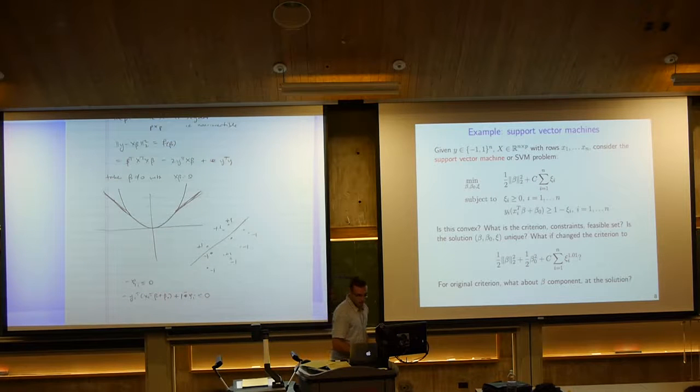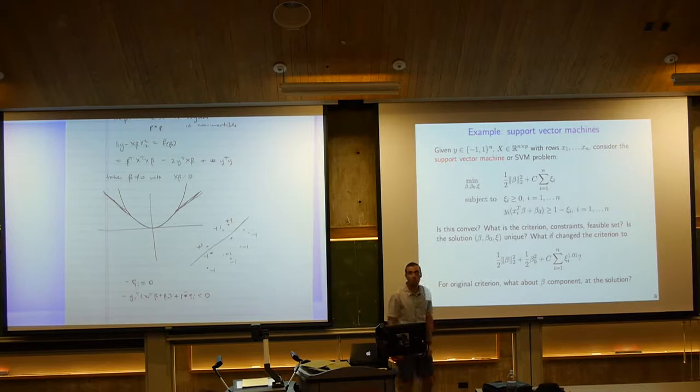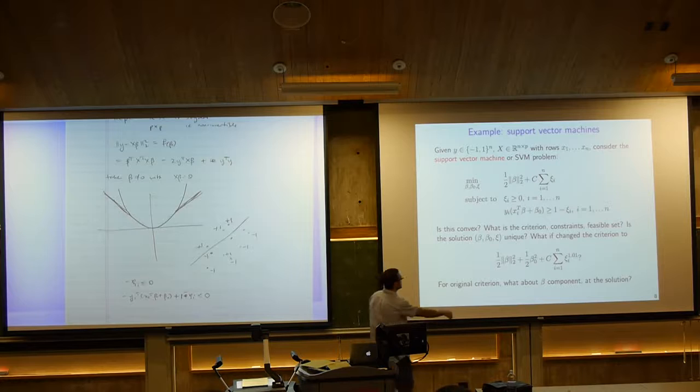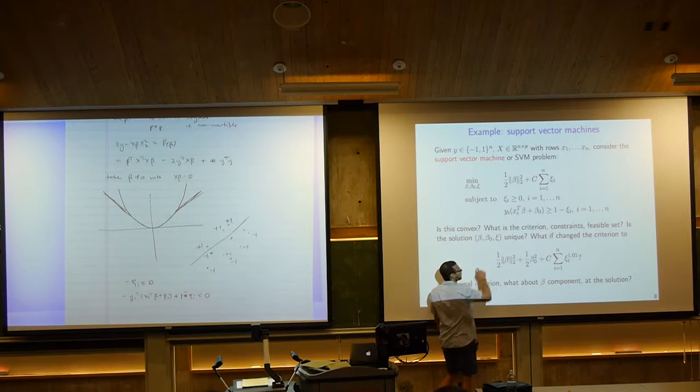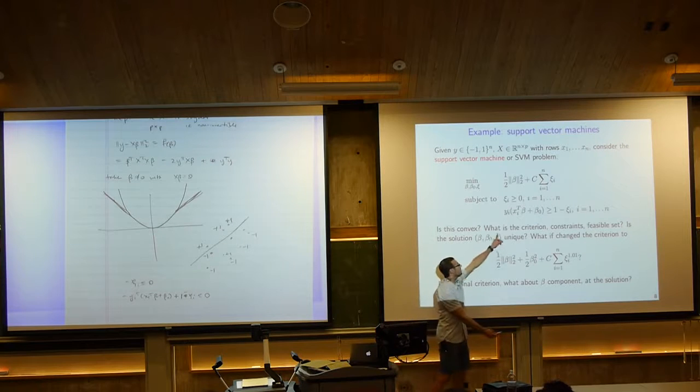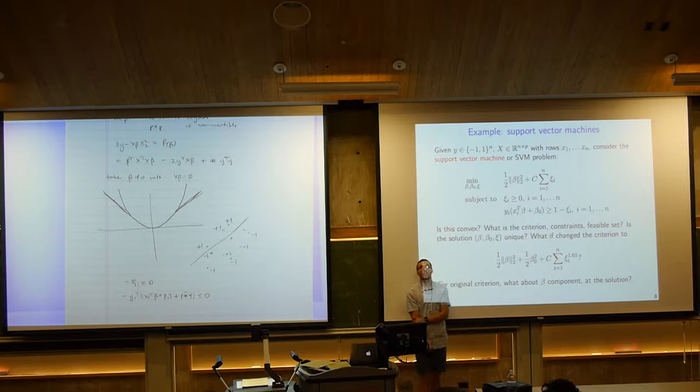Okay, so criterion, constraints, feasible set, let's just skip that. Uniqueness. Is the solution unique? Is the solution beta, beta naught, psi unique? We solve for basically a triplet of variables. Is this unique at the solution?